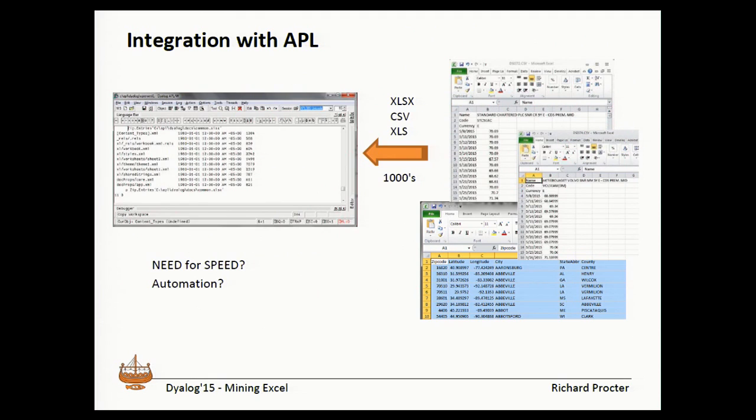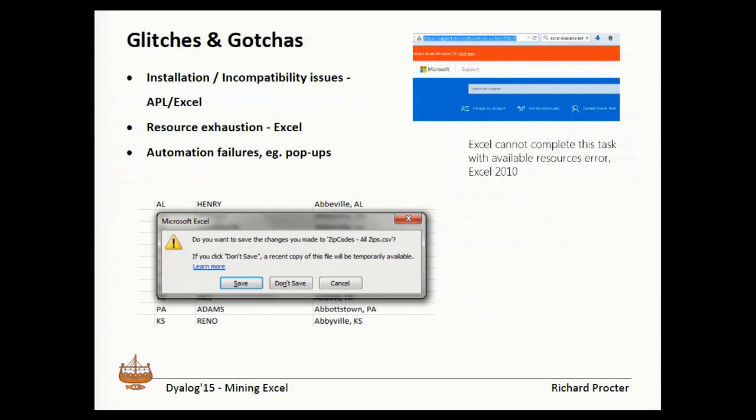And for example, just the data collection process, we are downloading thousands, if not tens of thousands, of CSV files every night and bringing those into our local database in APL. So why are there some issues here? We have a need for speed often, and we definitely have a need for automation. And when it comes to automation, there are various issues, glitches and gotchas.